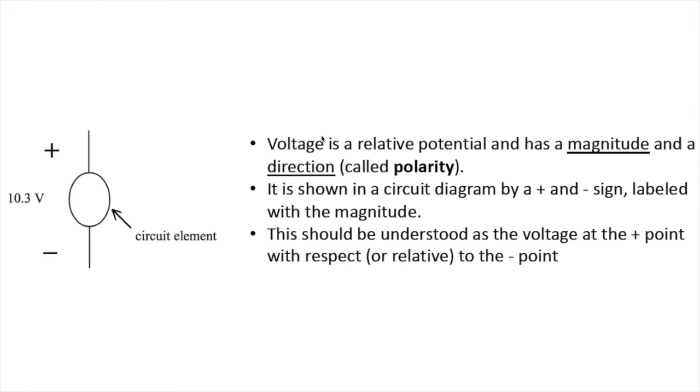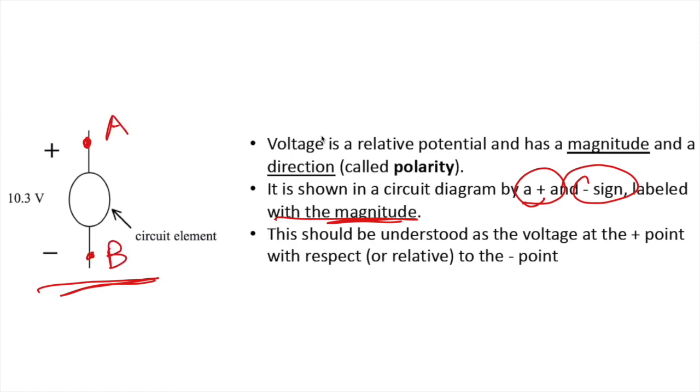So the voltage is a relative potential and has magnitude and direction, the same as current. It is usually shown in a circuit diagram by a plus or minus sign labeled with a magnitude, as shown in this figure. This can be understood as the voltage at the positive point with respect to the negative point. Let's call them point A and point B. So we can also write VAB equals 10.3 volts.